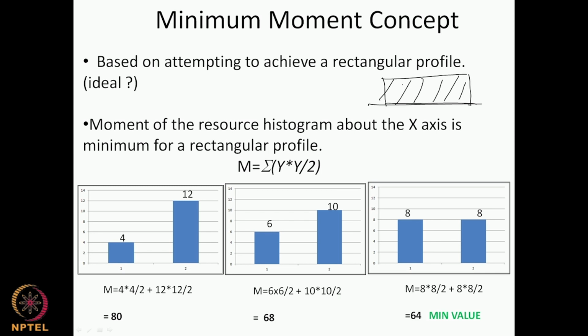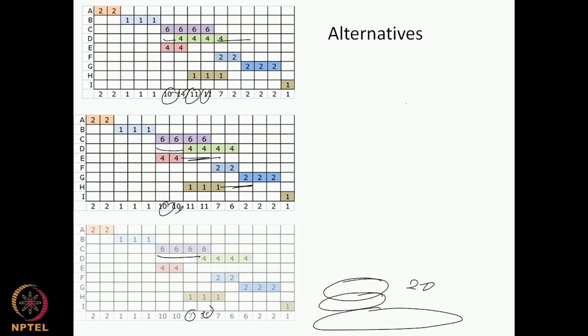And if we go back and look, one way of expressing this: while I can visually look at different profiles and say, oh, this is the best profile for me, to use a mathematical approach to zero in on the best profile, we use the minimum moment. So we say the moment of this shape about this axis is minimum only when the profile of the resources is rectangular.